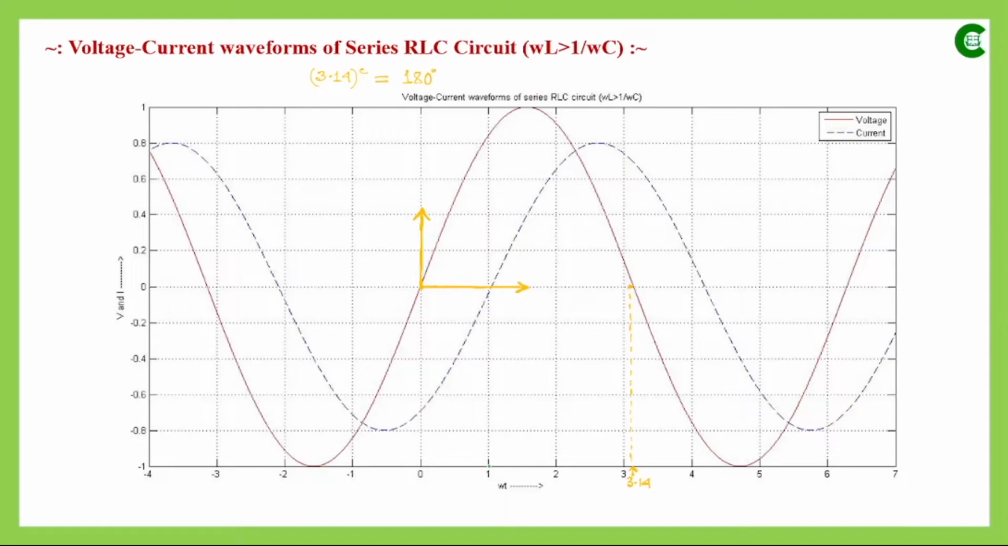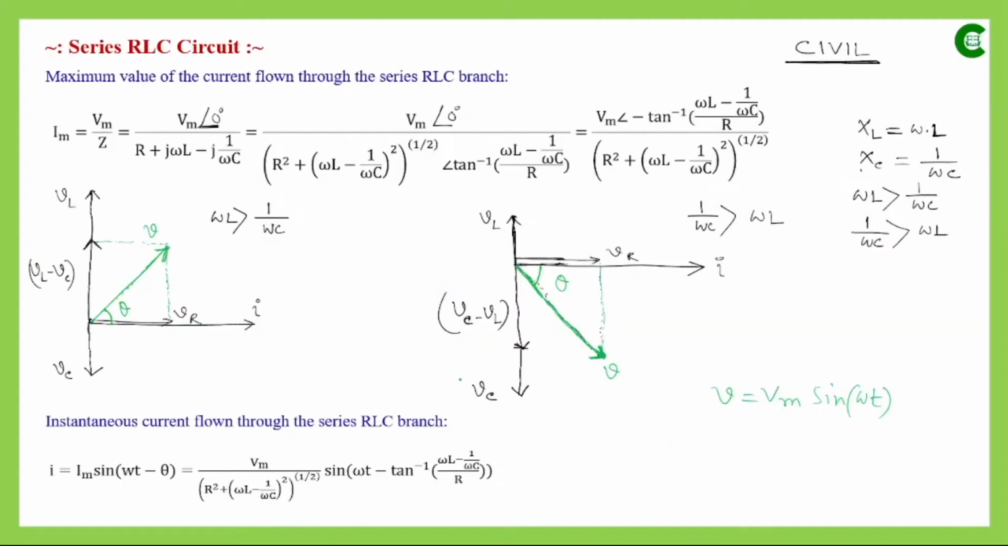Now next we will see the waveforms of current and voltage that we have also seen in case of series RL and RC circuit. Here this red sinusoidal waveform represents the voltage, and this blue dotted waveform represents current. Now this is the case when omega L is more than 1 by omega C. That means the net effect is inductive.